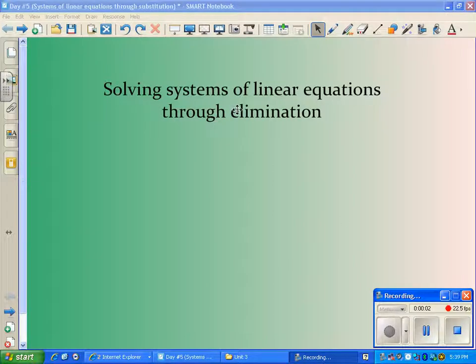Hi again. So today we're talking about systems of linear equations through elimination. So think about the word eliminating. You're getting rid of something, and that's exactly what we're doing for these problems. We either want to get rid of the x values or the y values so that way we can solve for x and then plug it back in, or substitute it back in, I should say, and solve for y.